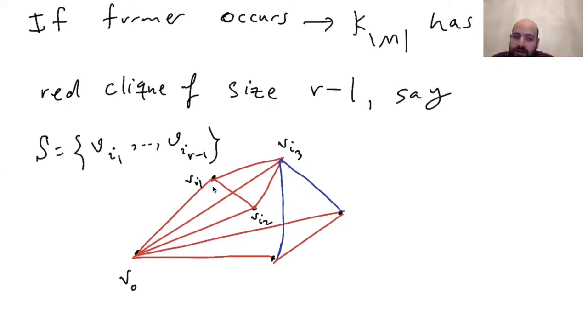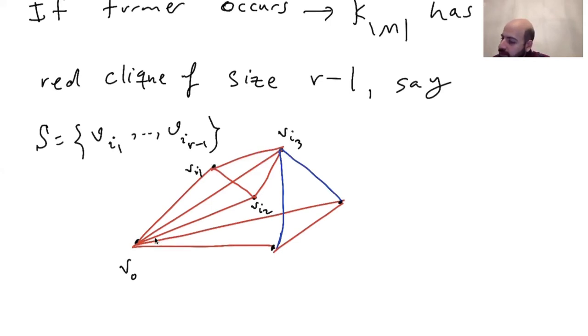Once I know I have a red clique, VI1, VI2, VI3 here, once I add V naught to it, I will still have a red clique of size 1 more than the previous one. Why is that? Because V naught is connected with a red edge to each of these VIs, to each of the elements in M. By assumption there are red edges between these VIs, and to V naught they're all connected with a red edge by definition of capital M. So I will still have a red clique of size 1 more than the previous one.